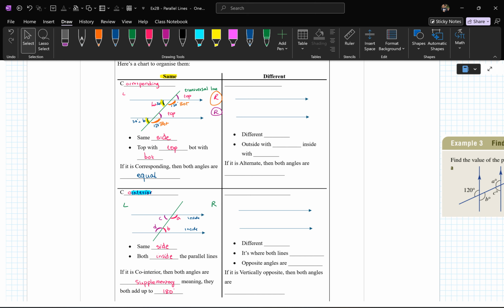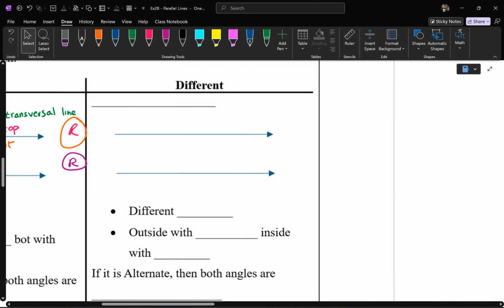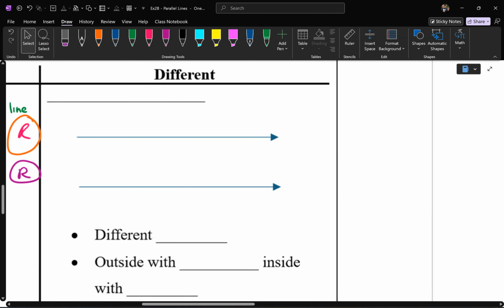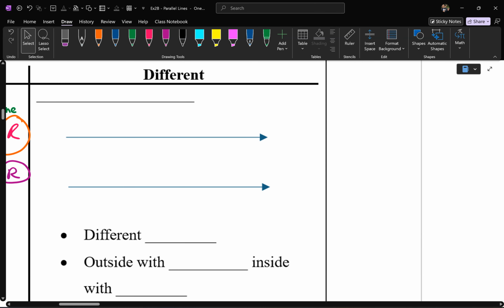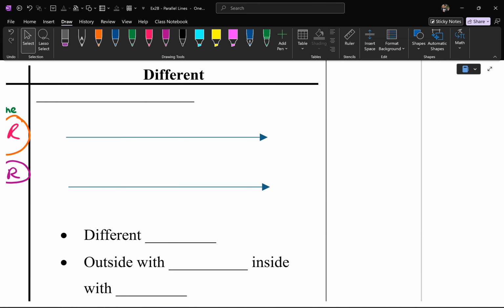Whereas if they are different, if the angles are on different sides of the transversal line, so let's go to the top right corner. If it's under the different column, that means the two angles you're looking at, they're not on the same side. This one is called alternate. Alternate angles. So I'm going to draw the transversal line again.